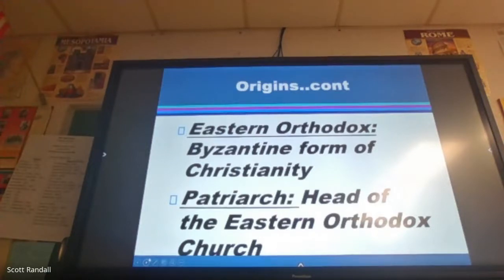Now, after 1453, what we start to see is a nationalizing of these Orthodox churches. So there's a Greek Orthodox Church. There's one in Swansea, I think. So you've got Greek Orthodox Church, Russian Orthodox, Serbian, Belarusian, all those are basically nationalized. However, the de facto head of all the Eastern Orthodox churches tends to be the Greek Orthodox Church.